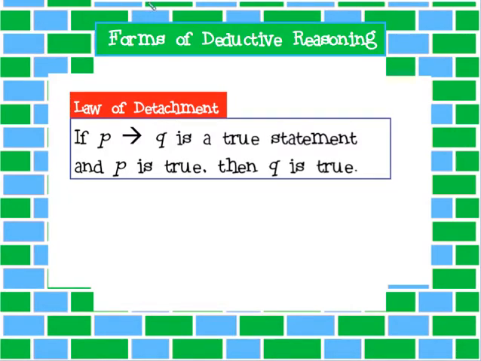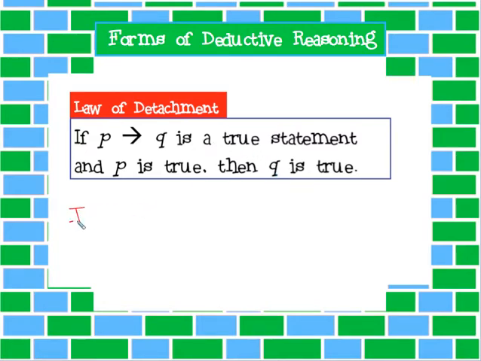Okay, so when we have deductive reasoning, so we've already done inductive, now we're doing deductive. We have 2 laws that we're going to learn. The first one is the law of detachment. Remember, P and Q are the hypothesis and conclusion. So if P then Q is a true statement, and we know P is true, then we know that Q is true. That's just a law. So if the hypothesis is true, the conclusion must be true.